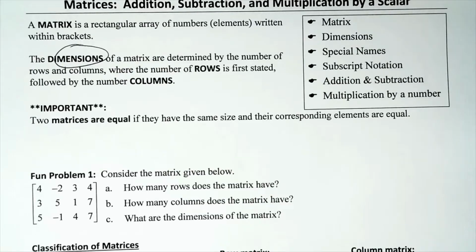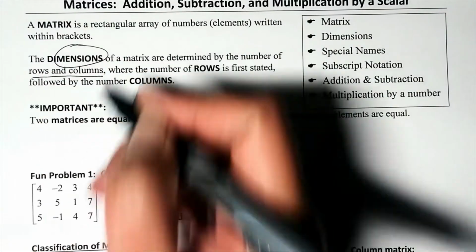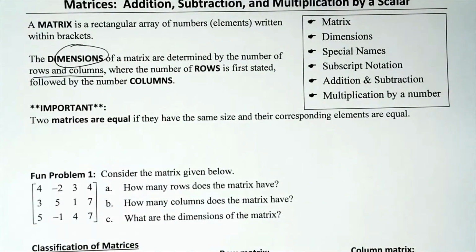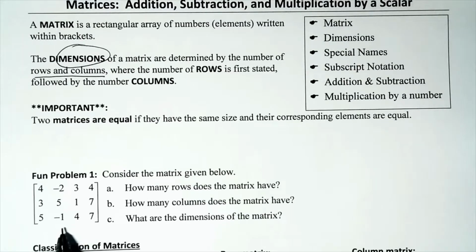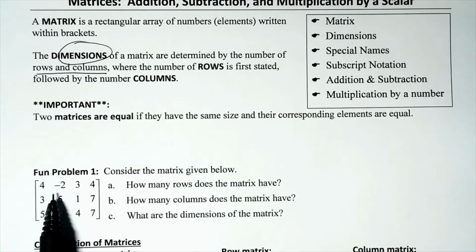The size of a matrix, or dimensions of a matrix, are determined by the number of rows and columns. Think about a regular rectangle, and we would ask, what are the dimensions? We will say, oh, it's I don't know, 2 feet by 3 feet, something like that. Okay, so let's go straight to fun problem 1.